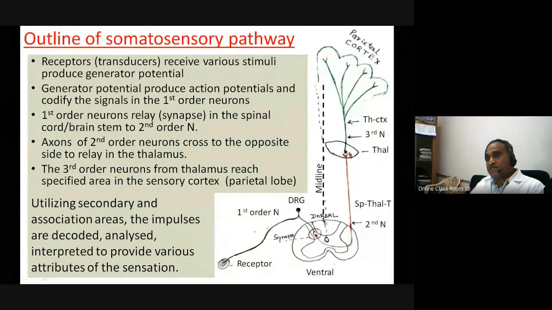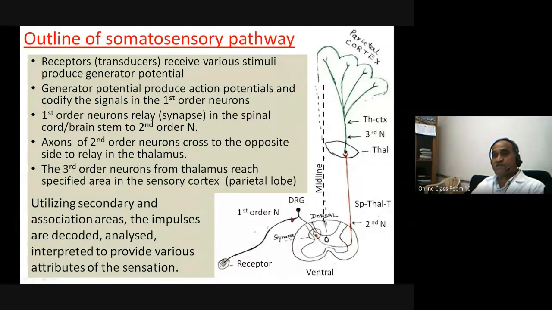Then from the thalamus, third order neurons will come. These are the thalamocortical projections. So this is the parietal cortex here. They are projected to the parietal cortex, to all the areas of the parietal cortex. And this is the third order neuron. So that means we have three orders of neuron, starting with a receptor. Receptor is a transducer that receives the stimulus and produces the action potential. This action potential generation depends upon the generator potential, and then that would produce the action signals in the first order neurons.